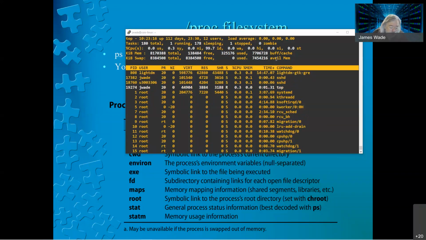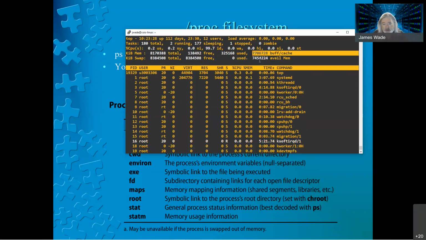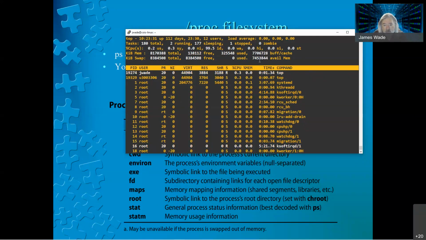But what if we are loading a new program and we need more than 138 megabytes of memory? Well, it'll steal instantly from the cache. It'll go, oop, I need 2 gig. Give it back to me. I've got to run some programs. Got to load programs into memory. So buffer, I'm reducing you down.